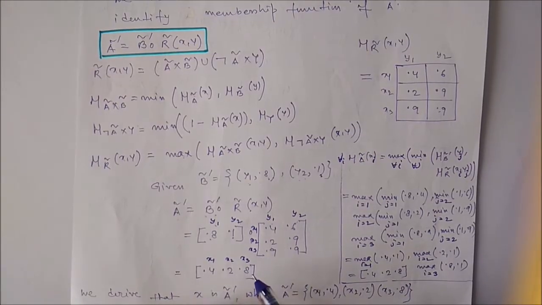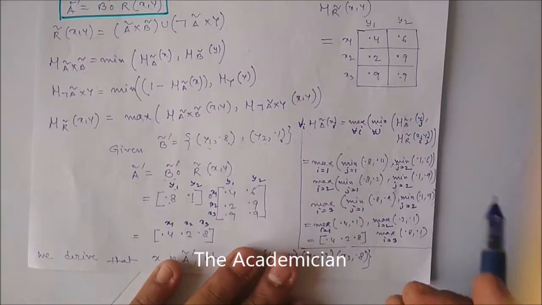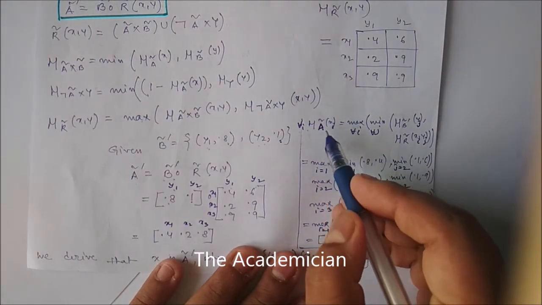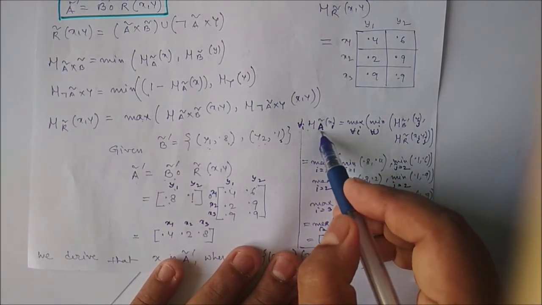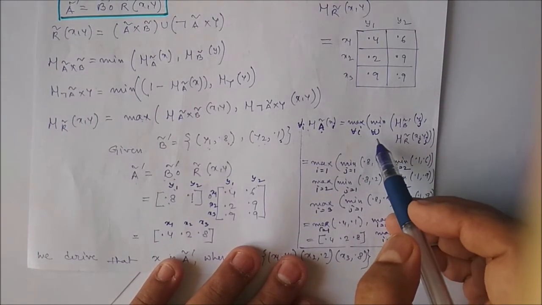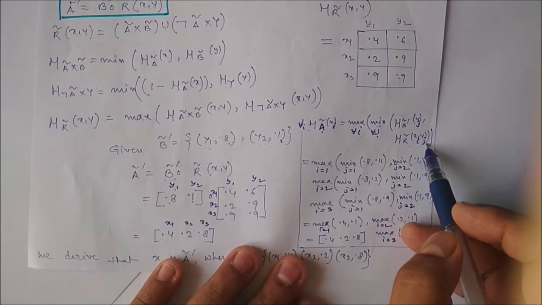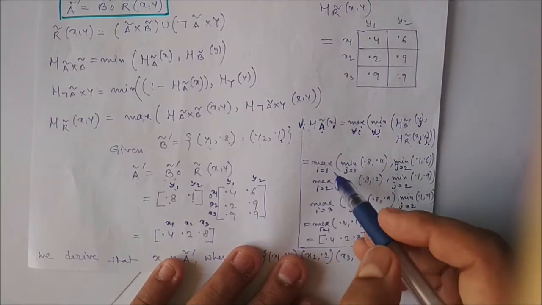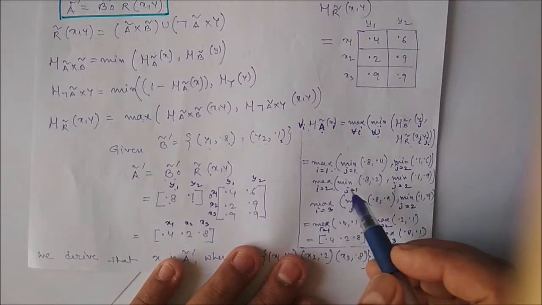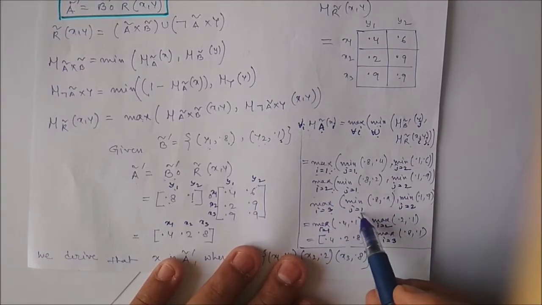We have to calculate the membership values of x1, x2, x3 of the fuzzy set A dash. We use this particular formula: for all i, the membership value is the max over j of the minimum between mu B dash of yj and mu R of xi, yj. The value of i will vary from 1, 2 and 3 and j will vary from 1 and 2. If i is equal to 1, j will vary 1, 2; if i is 2, j is 1, 2; if i is 3, j is 1, 2.